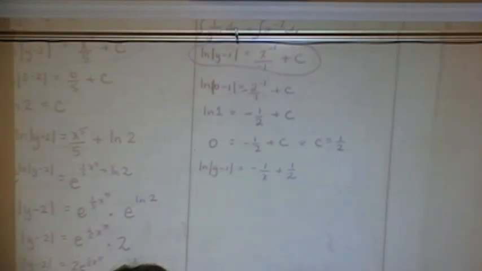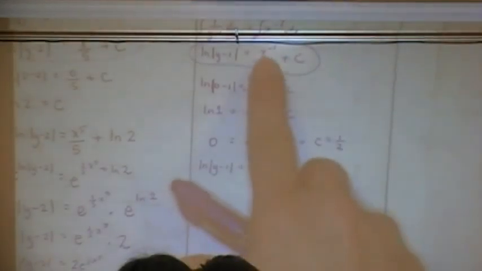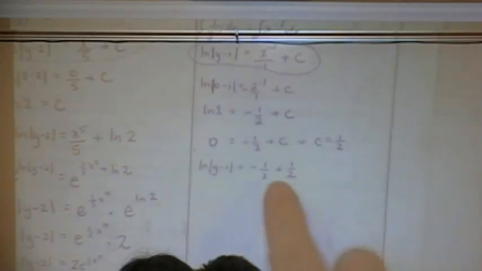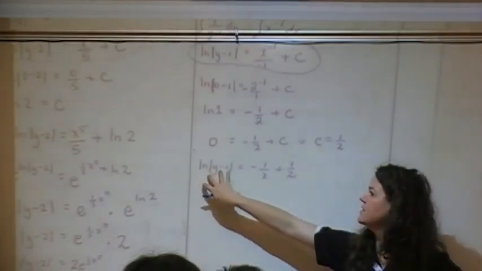Isn't the 1 over x the natural log of x? It would be if we were taking the derivative. But we're not taking the derivative. We're just trying to get rid of this log to get this y by itself.